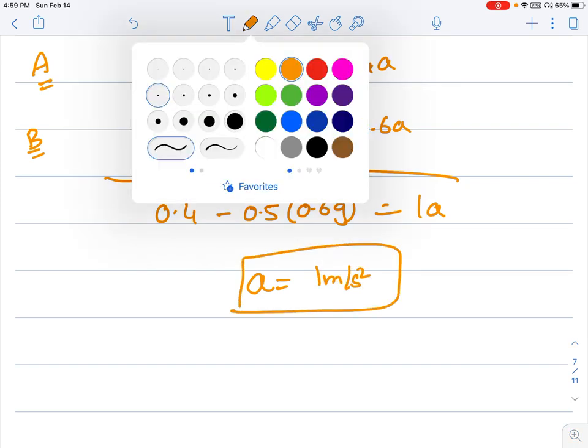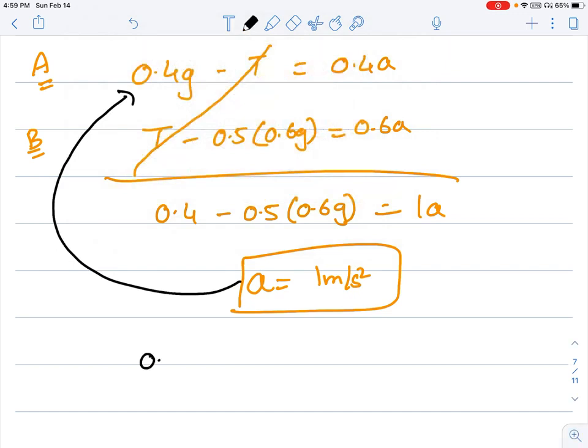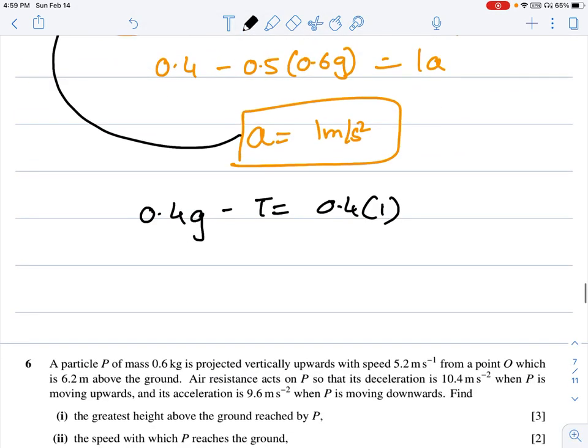Substitute this value of a in one of the equations: 0.4 g minus tension is equal to 0.4 times 1. From there, I get the value of tension as 3.6 newtons.